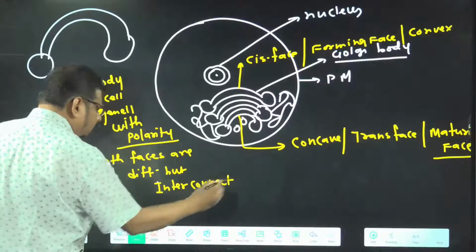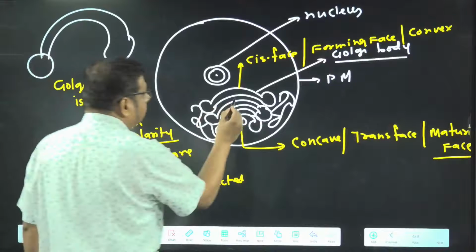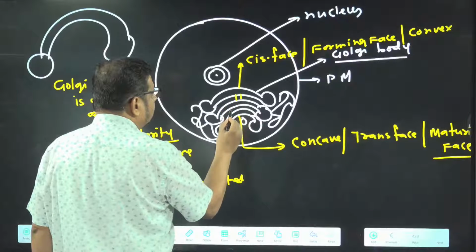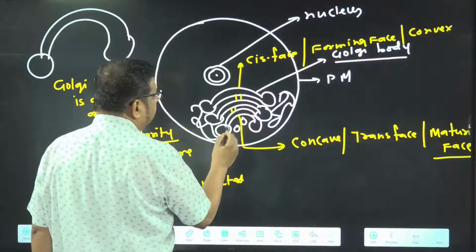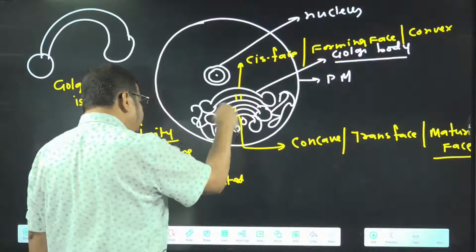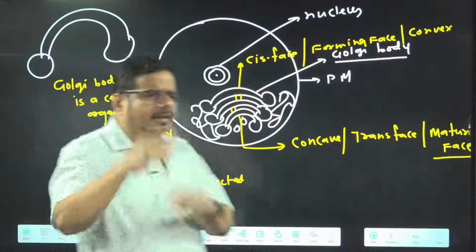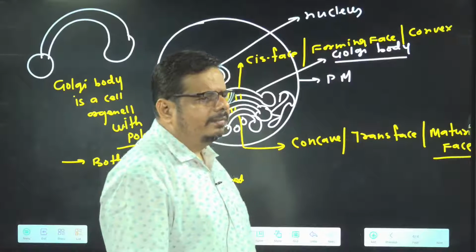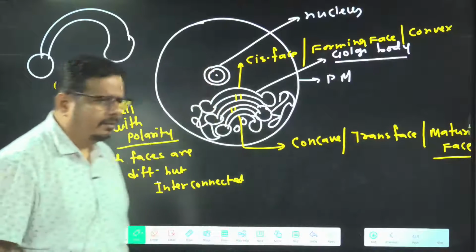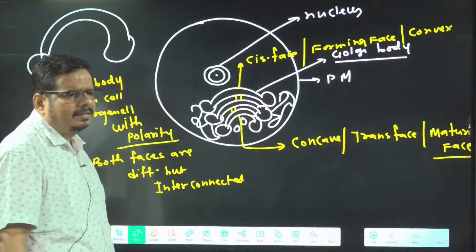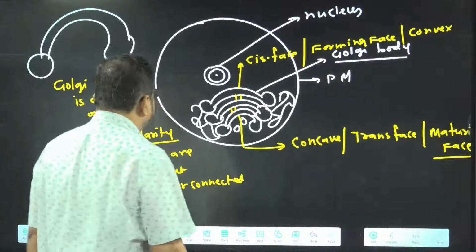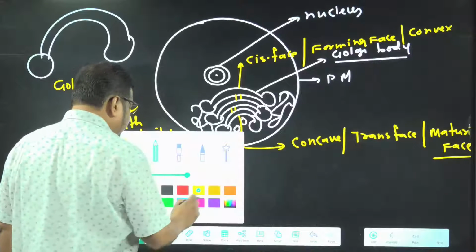So you just look here, this is interconnected with this, here interconnected with this. Getting the things or not? So cis and trans face are interconnected with each other. Both are different to each other, but they are interconnected to each other. Are you getting the idea? Understanding the idea? Now what happened? Just try to understand. Have a look here.